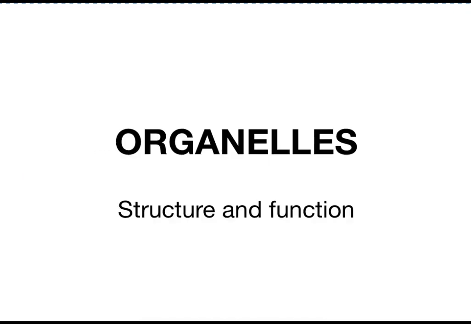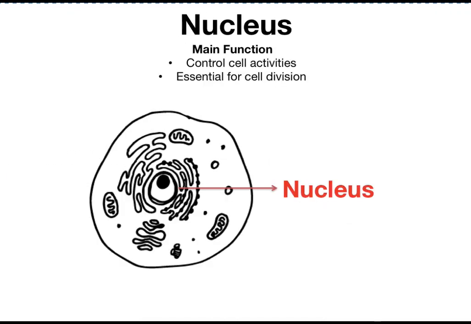Organelle structure and function. First, we have the nucleus. The main function of the nucleus is to control cell activity. This cell activity includes cell growth and repairing worn-out parts in cells. Next, it is essential for cell division. Without the nucleus, the cell is unable to divide. Red blood cells are examples of cells that are unable to divide as they do not have a nucleus.